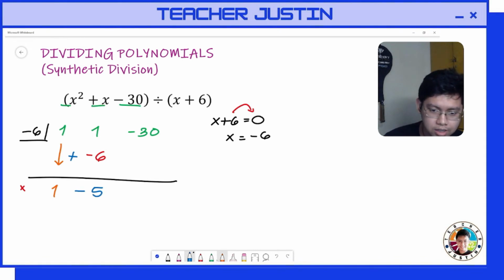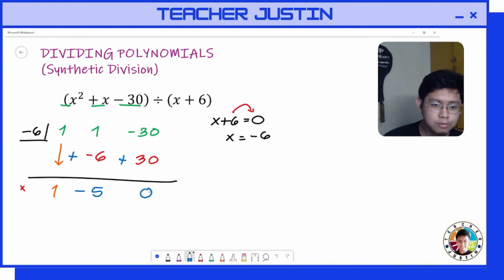Okay, next, let's repeat. We multiply negative 5 to our divisor. So negative 5 times negative 6, that will give us positive 30. So positive 30. Then let's add negative 30 plus 30. So negative 30 plus 30 is 0.